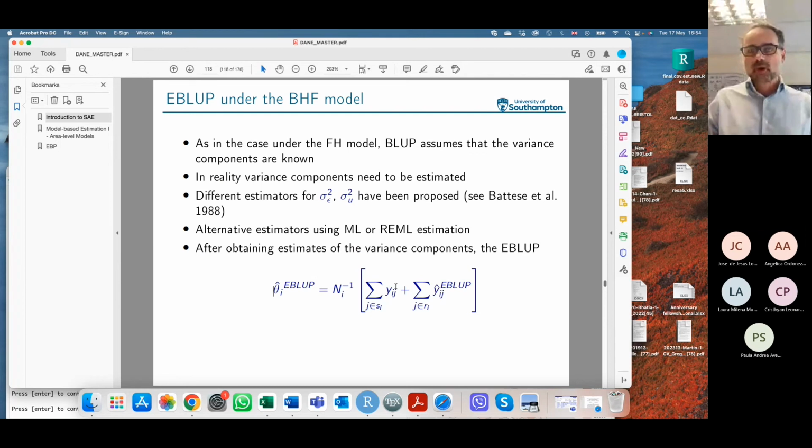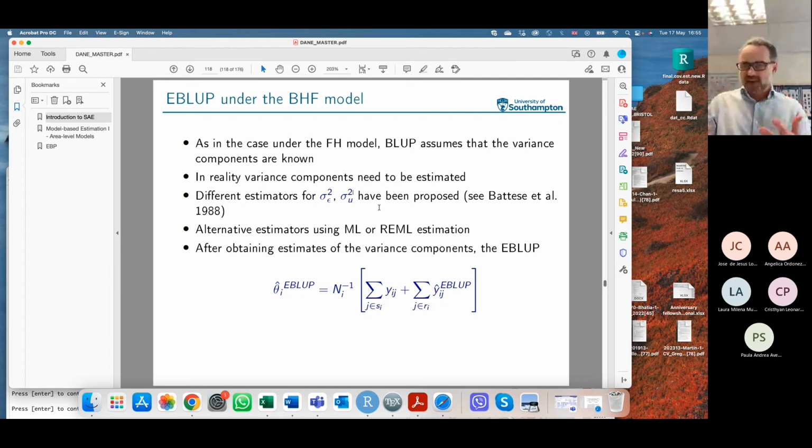What happens with the EBLUP? Obviously, sigma squared u and sigma squared epsilon are not known. Remember that under the Fay-Herriot model, sigma squared epsilon was assumed known because I had only one observation per area and I couldn't estimate both variance components. Whereas under the Battese-Harter-Fuller model, both variance components are unknown and can be estimated using unit level data. So there are different estimators of sigma squared epsilon and sigma squared u, and the paper by Battese et al. gives you different estimators.